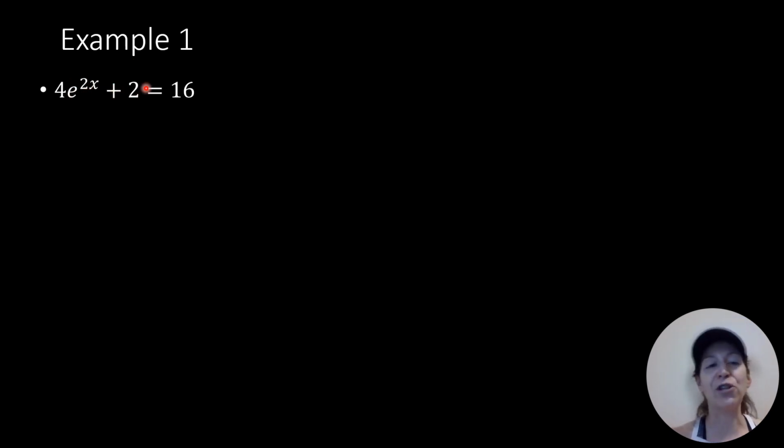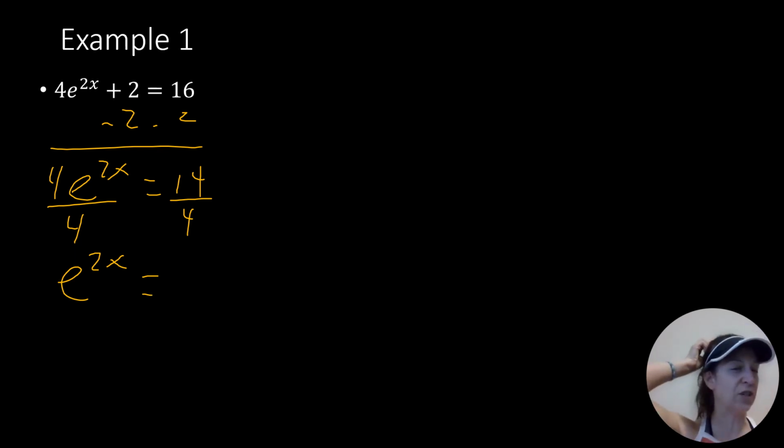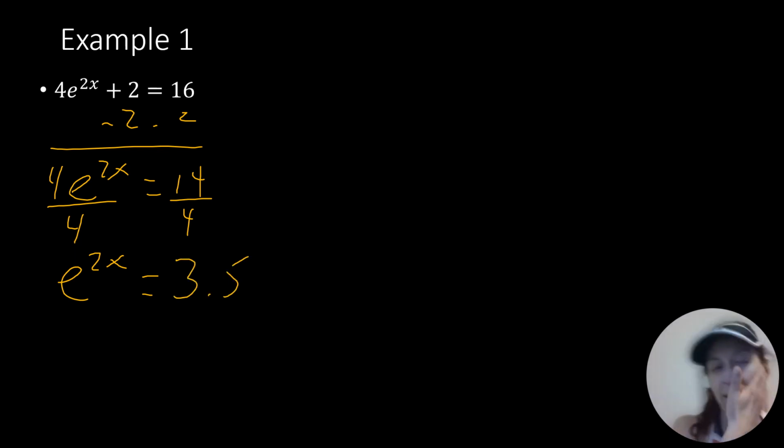So we need to get rid of the plus 2, and we need to get rid of the times 4. The way that we will do that is by subtracting 2. So we will have 4e to the 2x is equal to 14. And then we will divide by 4, because that's multiplication there. You are welcome to change this to a decimal if you want. I think I'm just going to simplify. I think it's 3.5, right? Yeah, I'm pretty sure it's 3.5. We'll go with that.